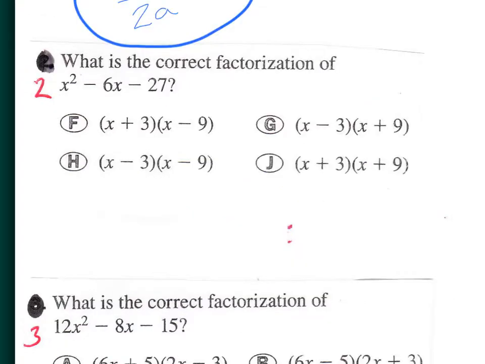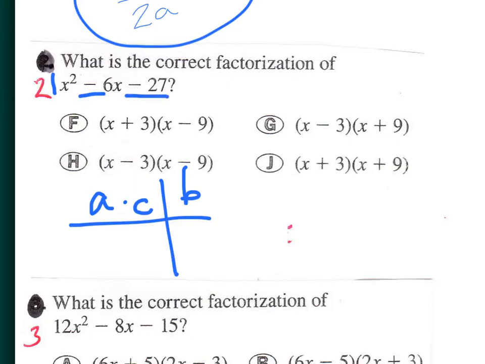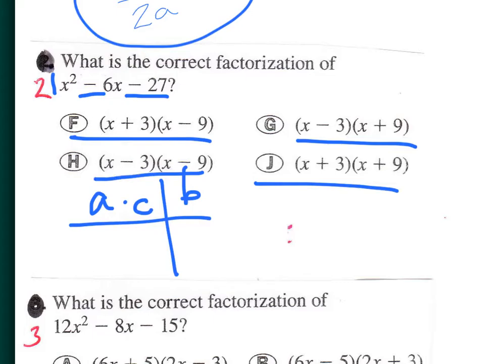On number 2, what is the correct factorization of x squared minus 6x minus 27? When we factor, it could be helpful to use the ACB chart. Remember, your A here is probably going to be 1, the B is negative 6, and your C is negative 27. Use that to help determine what your factors and their signs should look like. Make sure you write your answer on the test and put it in on Socrative. Again, hit the pause button if you need to as we work.